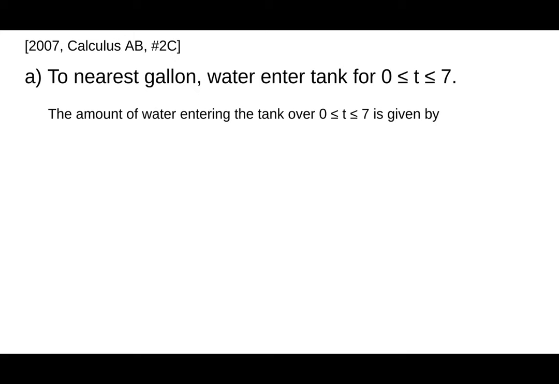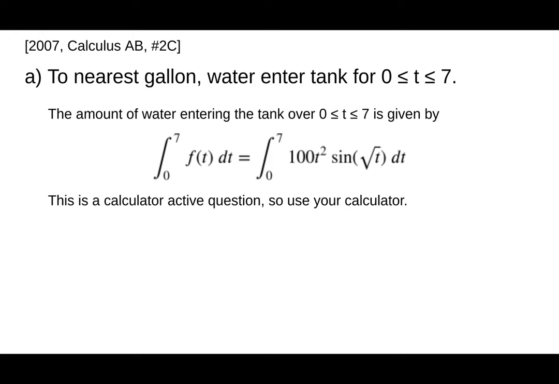All right, so the amount of water entering the tank over that 7 hour period, t equals 0 to t equals 7, is just going to come from the integral from 0 to 7 of f of t dt. That would be the integral from 0 to 7 of 100 t squared sine of square root t dt. Because this is a calculator active question, we're going to use our calculator to calculate this integral. To the nearest gallon, which it does ask for, that would be 8,264 gallons of water entering the tank over that 7 hour period from t equals 0 to t equals 7.